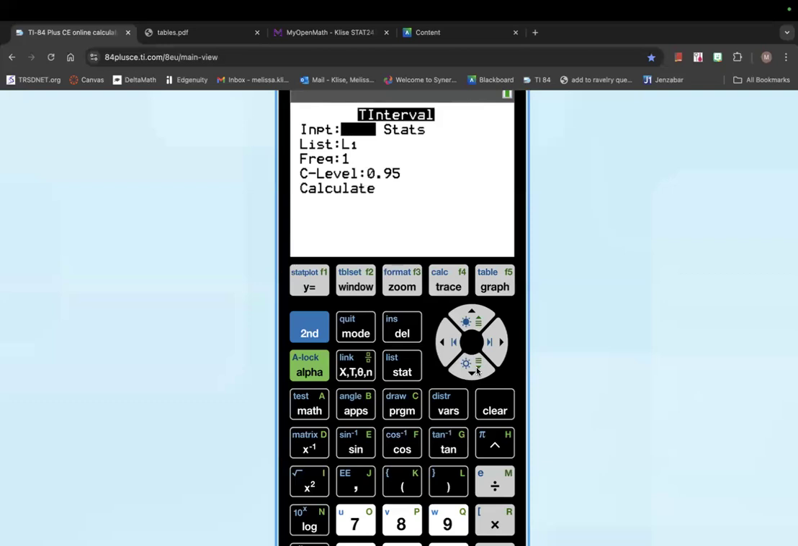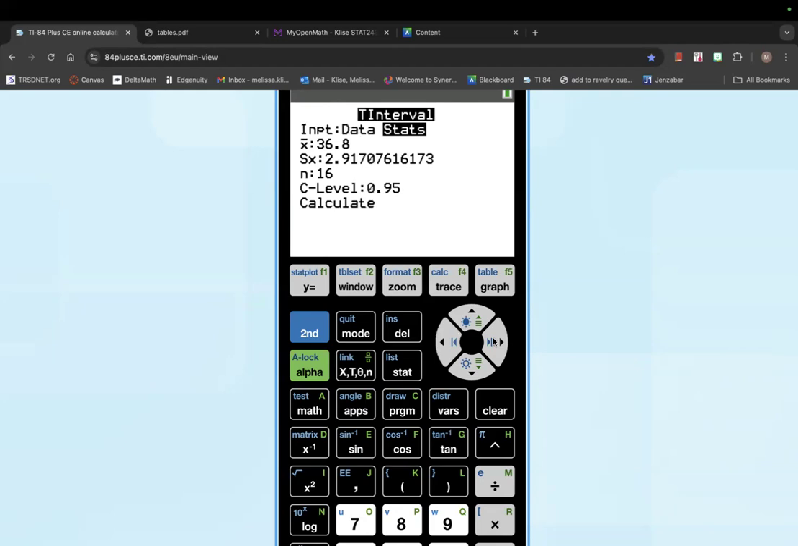So the nice thing is, if you have a list of data, you can use the data function right here. If they give you the mean and the standard deviation, you can pop over to stats and input the mean and the standard deviation. So you can either do it with a list of raw data, or you can do it with the mean and the standard deviation given to you.